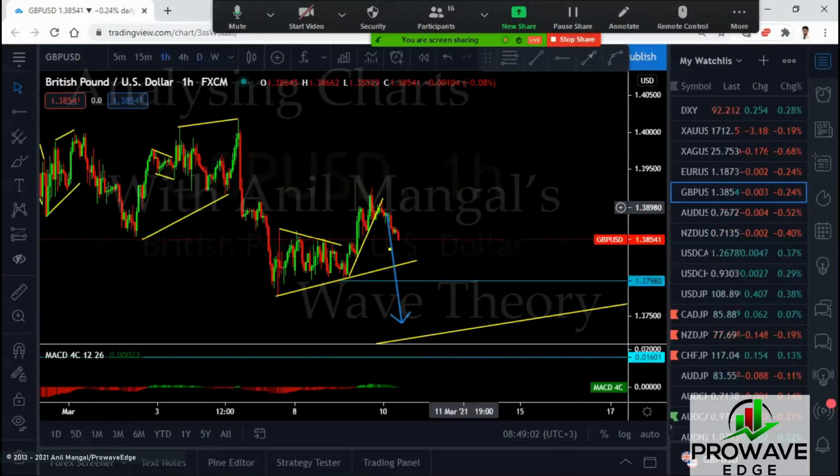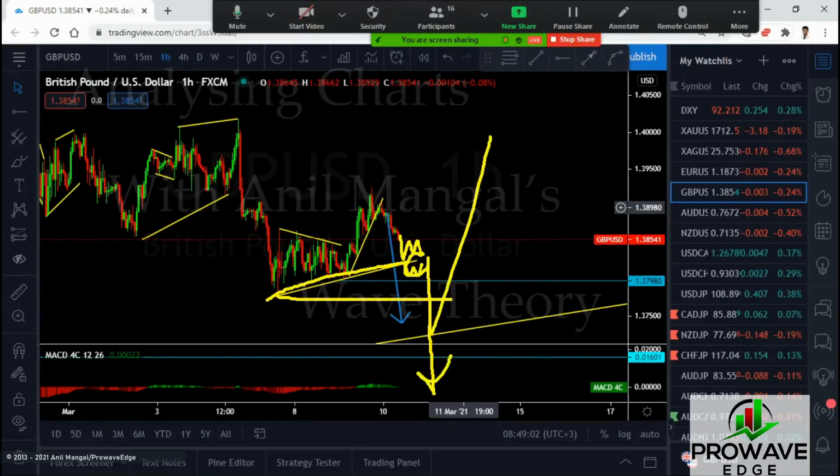Wait for it to break this structure. Once they break out of this, they will make a flag somewhere here or somewhere here, and that would be the one you can take to the downside. Once it breaks the low, you better get it to break even because this is the reversal point. If it breaks through, congratulations, you're in a good trade. You can keep that trade for a longer period.